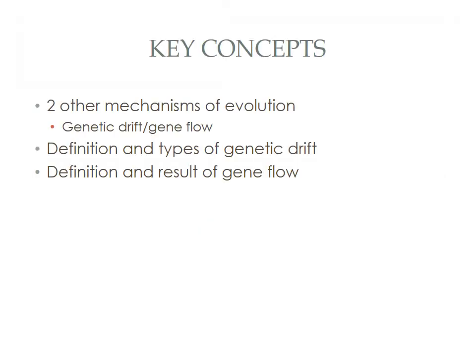The key concepts to focus on in this video are: what are the other two mechanisms of evolution, genetic drift and gene flow? What is the definition of genetic drift and the types of genetic drift, and what's the result of it? And same thing with gene flow: what is gene flow and what is the result of gene flow?